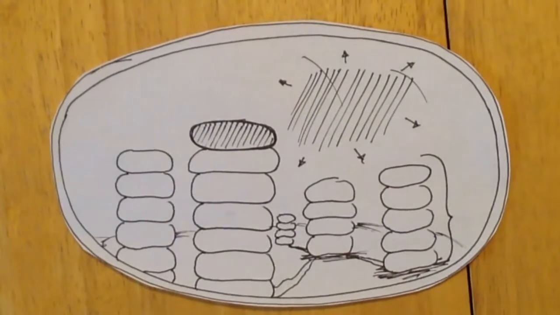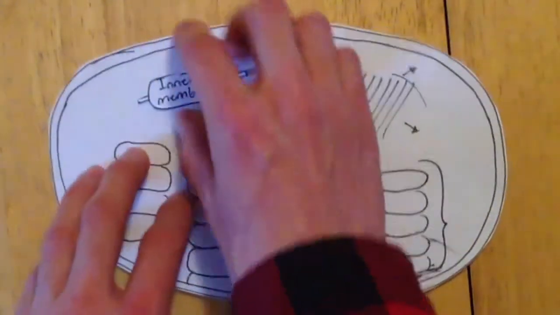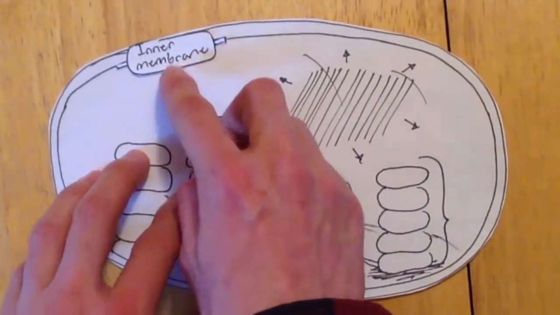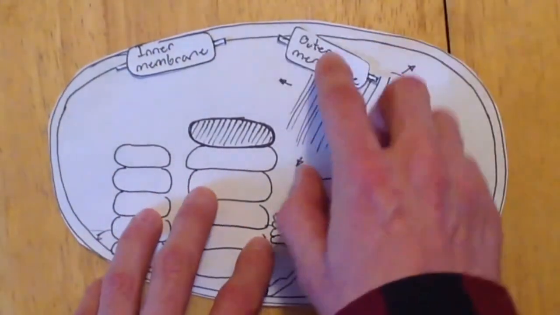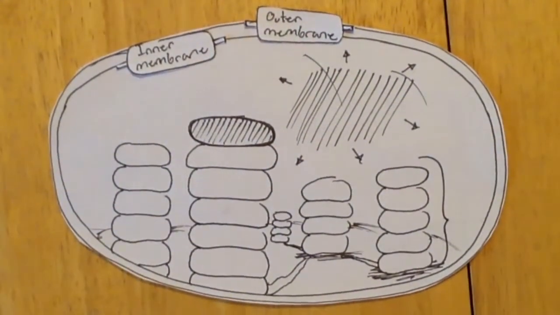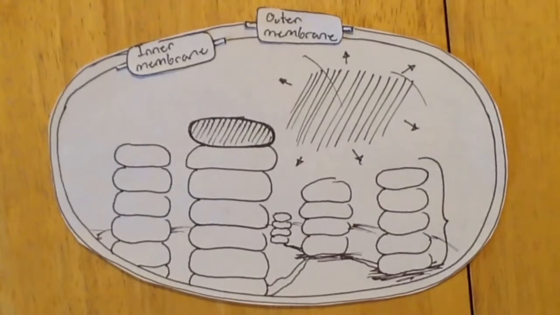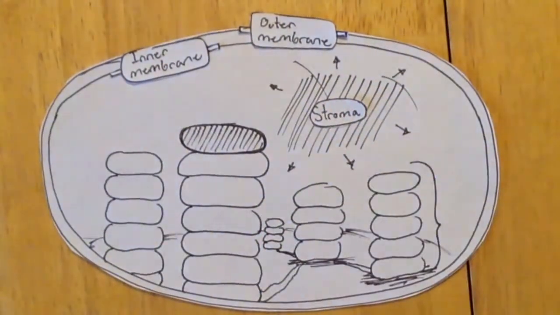Let's start with the membranes. There are two of them: the inner membrane here, and also the outer membrane. They just kind of keep this whole thing together. Another important thing is the stroma. That is essentially the liquid that fills up the whole thing.